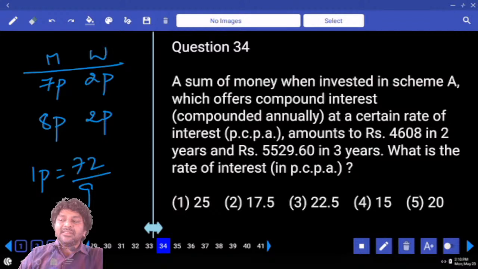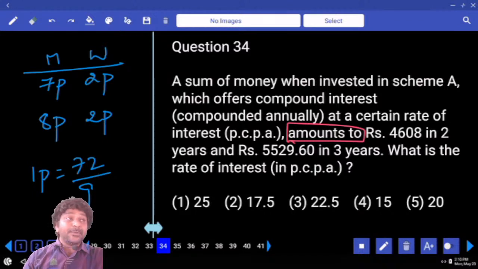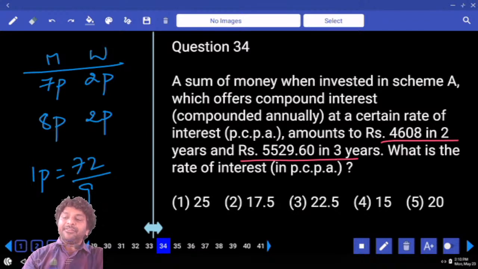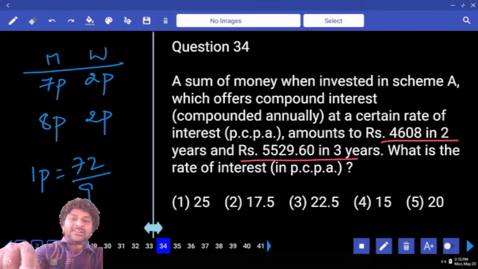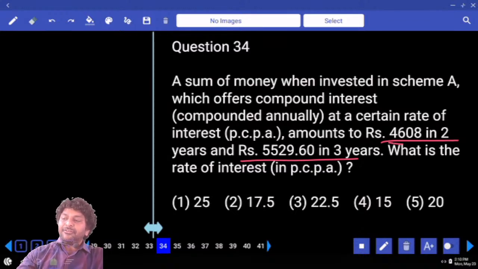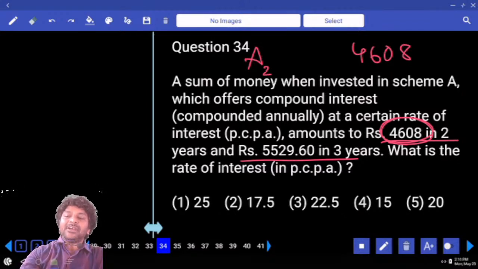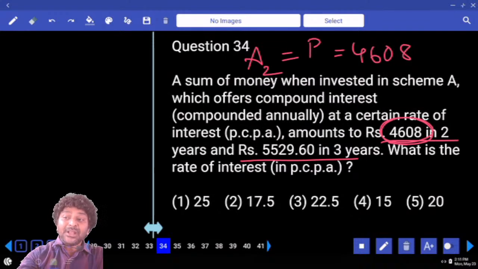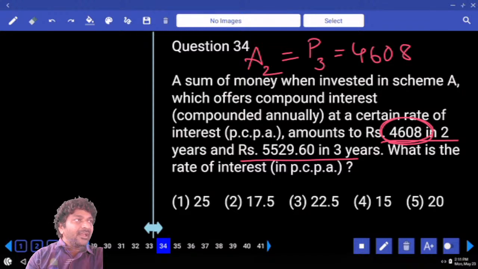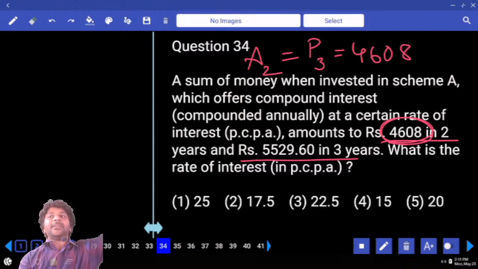A sum of money is invested in scheme A, which offers compound interest compounded annually at a certain rate of interest, and amounts to, what do you mean by amounts to? Principal plus interest, 4608 in 2 years and 5529.60 in 3 years. So in compound interest, 4608 is the amount after 2 years, correct? The amount after 2 years becomes the principal for the third year.